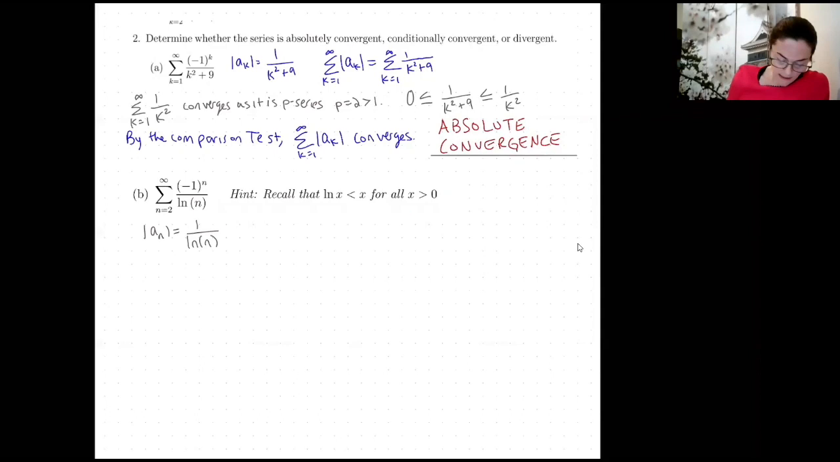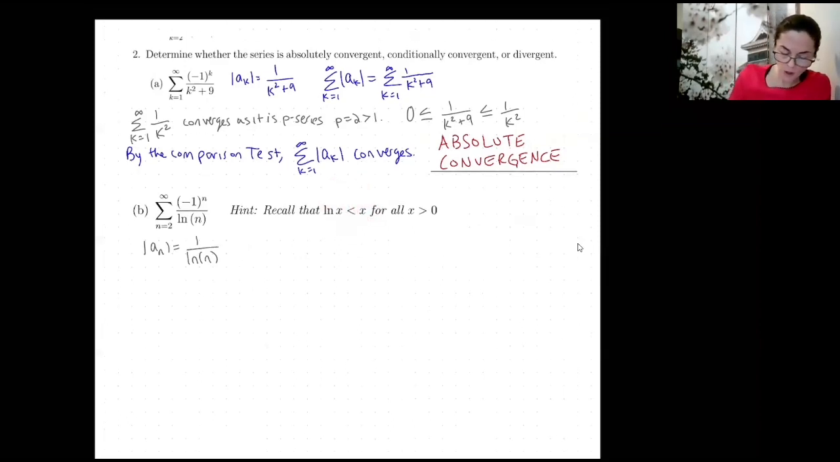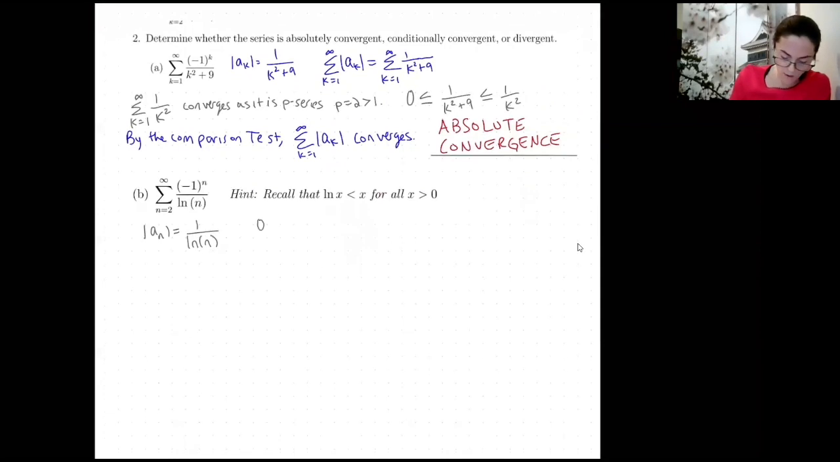And this series, if we use the hint, what does that say with 1 over? Well, look, if the natural log is less than x, when you take 1 over, what will happen is this switches. So we have this, that 0 is less than or equal to 1 over x is less than or equal to 1 over ln of n. Okay, this comes from the hint.